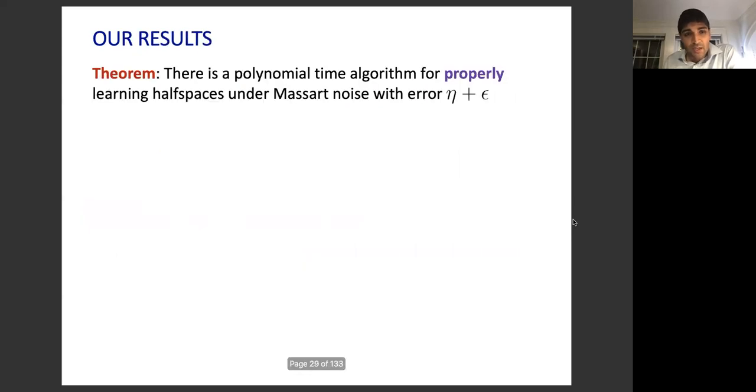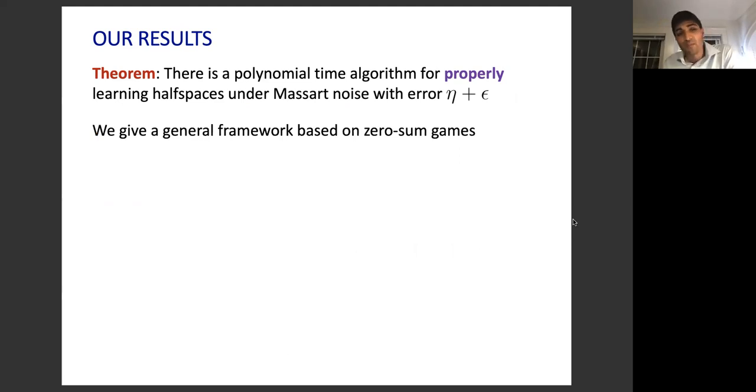The results that I'll be telling you about in the first part of this talk is that there is a polynomial time algorithm for properly learning half spaces under Massart noise. It gets the same kind of error guarantees, eta plus epsilon. And actually, maybe the most exciting thing about this algorithm is that it's really based on a very simple idea. What we do is we give a general framework for how to design algorithms that are robust to Massart noise, based on finding an equilibrium for some exponentially large zero-sum game.